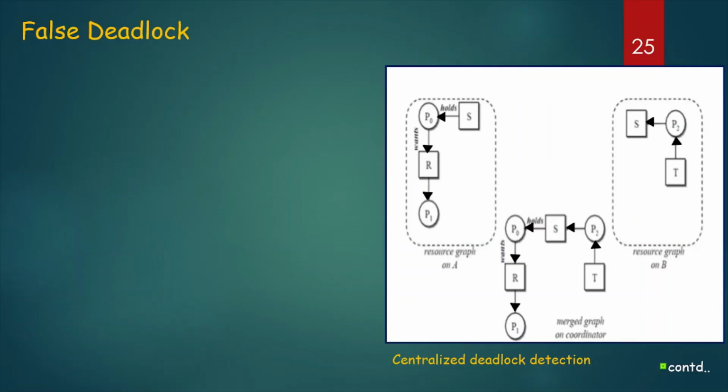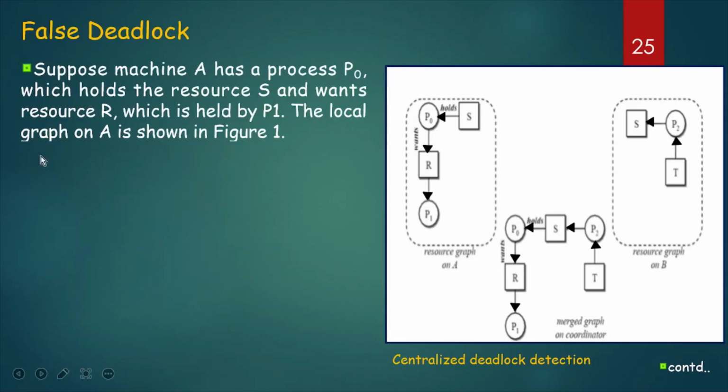Another important topic is false deadlock. What is false deadlock? Now see, suppose there is one machine A and the wait for graph is this. Here process P0 holds the resource S and wants the resource R which is held by process P1. So this is the local wait for graph for machine A.